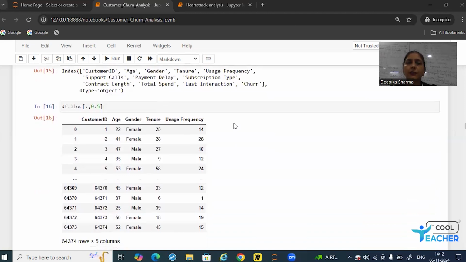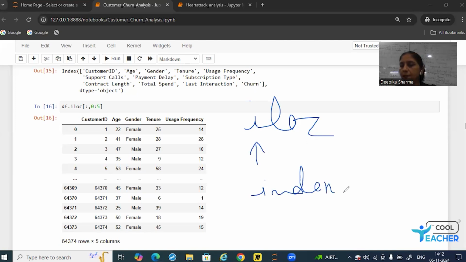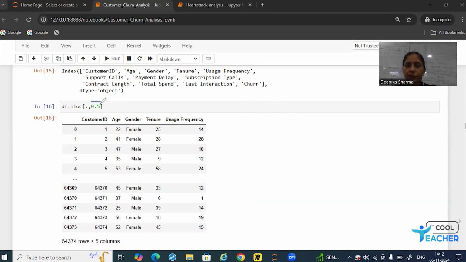Now I'm going to use the df.iloc function, because we are doing pandas data analysis for this particular data set. Inside the data frame, I have provided the index location function, iloc. As you know, the iloc function is used for index location. Inside it, we need to give the indexes for the rows, and to fetch the columns also we have to give indexes in the iloc function. Here I'm taking the customer ID, age, gender, tenure, and usage frequency. So I want to fetch columns 0 to 5.